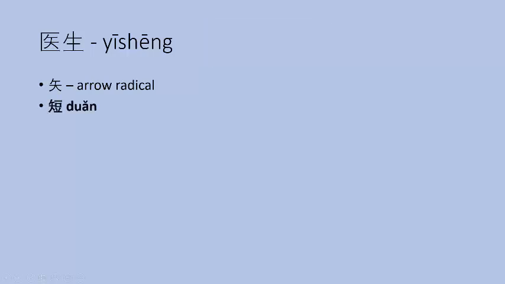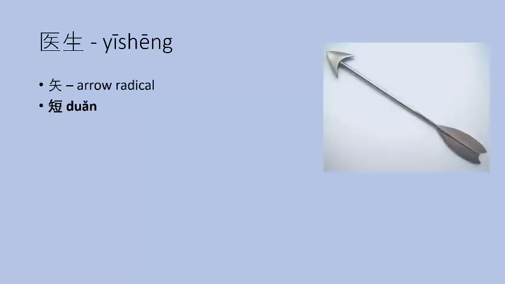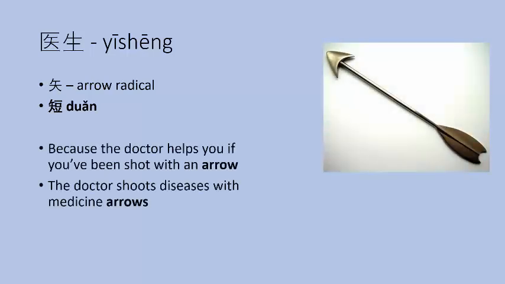We've seen the arrow radical before in the character duan for short. The arrow radical is in the character for doctor because the doctor helps you if you're shot with an arrow, or the doctor shoots diseases with medicine arrows.